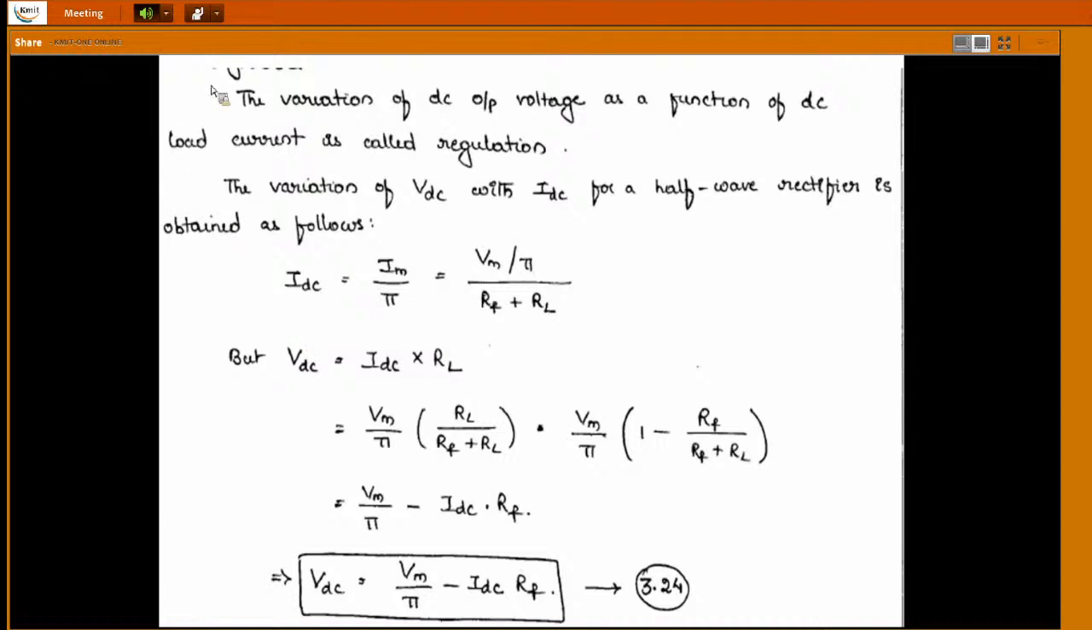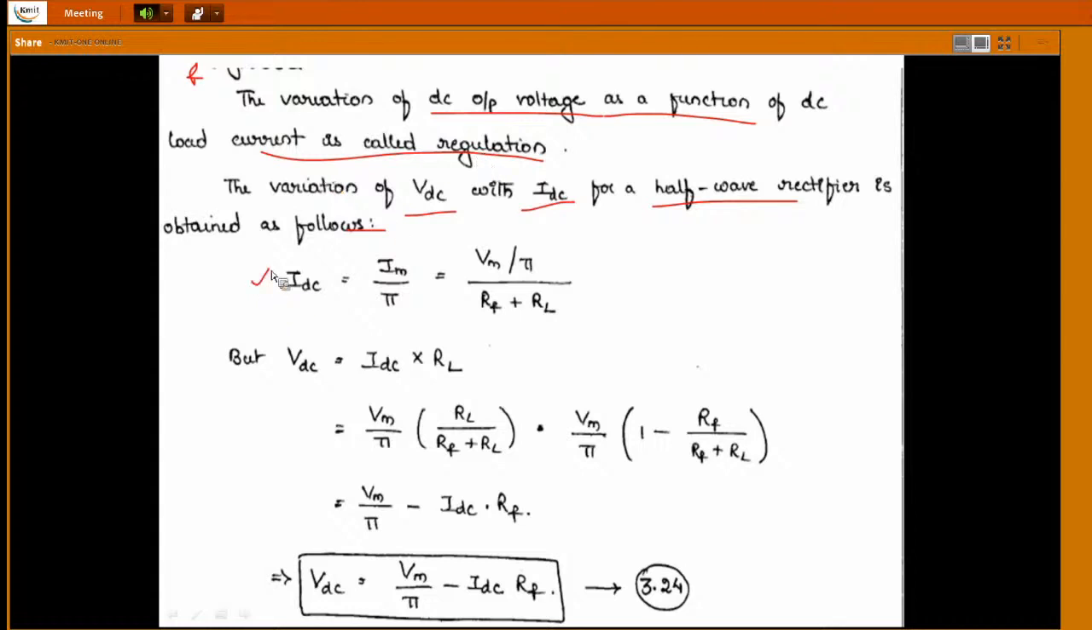The next one is regulation. Here it is not visible to you. The percentage of regulation is how much it is regulating. The variation of DC output voltage as a function of DC load current is called regulation, or percentage of regulation. How much it is regulated is given by the regulation factor. Now, how to obtain the variation of VDC with IDC, the regulation, for a half wave rectifier?